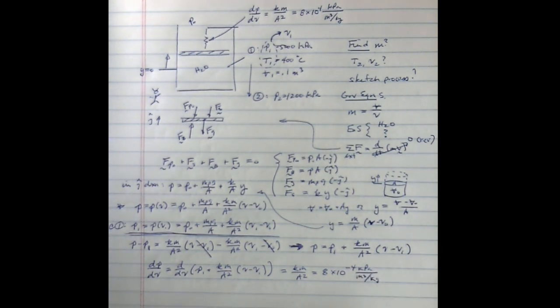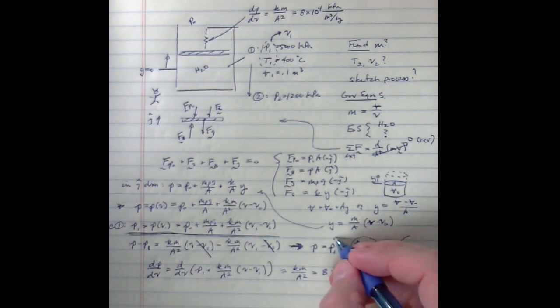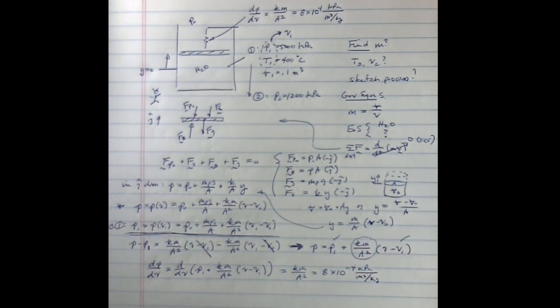Great. So that means that in this expression here, I know this grouping. I know specific volume 1, which I can find, and I know P1. So lastly, I can find P2. So at 2, P2 is going to be P at v2, which will be P1 plus K m on A squared times v2 minus v1.